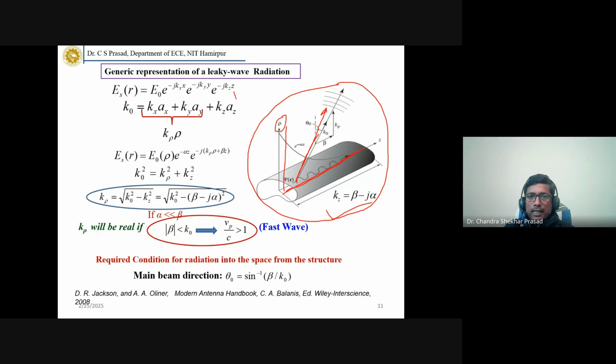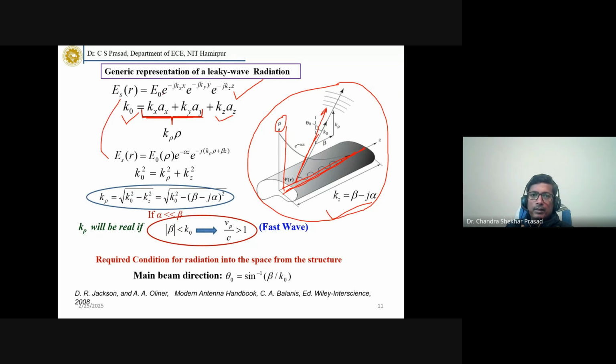So this is the general expression for the general wave equation. From here we can write k naught as kx x plus ky y plus kz z. Now this part is perpendicular to the structure, perpendicular to the z axis, so we can put this as k rho rho, and this is kz z. So we can write the same equation using this form.